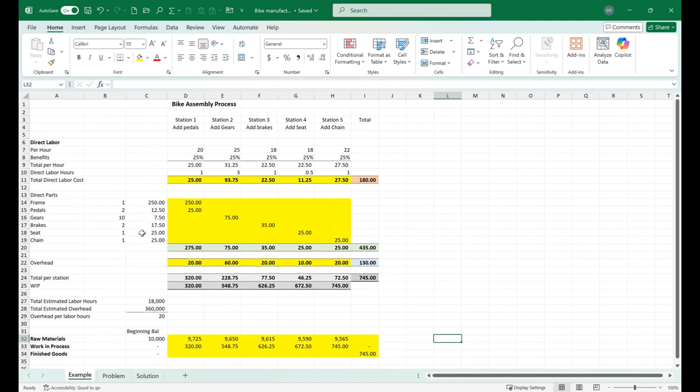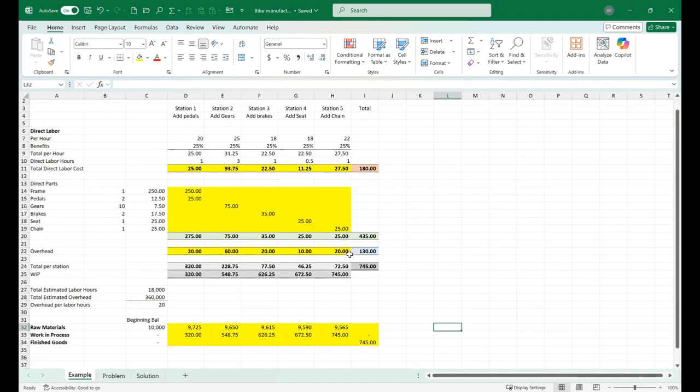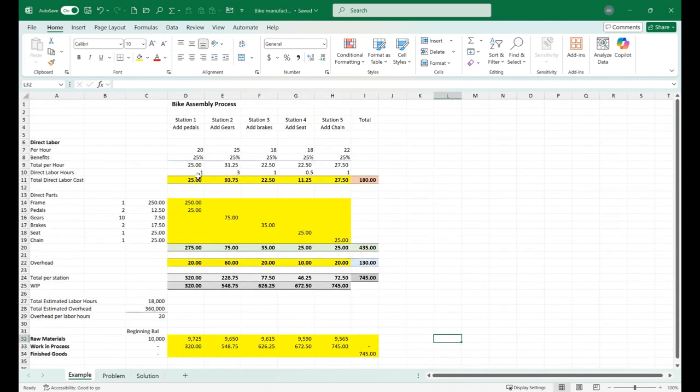The second example is a bike manufacturer. In this case, you're going to need to figure out all the amounts in yellow. I've already figured these out for you. If it's not in yellow, then it should be a formula. This will add everything here, and this will add everything here. You have to determine the overhead, and these will total as well.